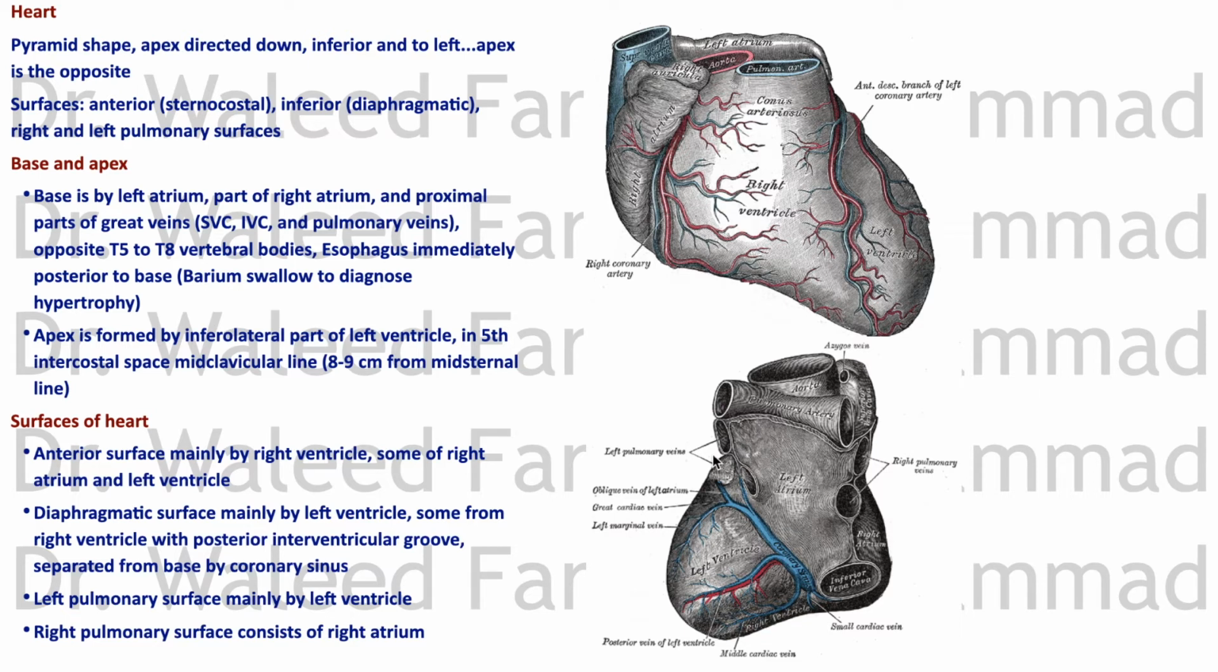Okay, with the veins going inside or emptying into the left atrium, and the part of the greater veins like the superior and the inferior vena cava veins. Okay, so this is the base of the heart. It lies opposite vertebral levels T5 to T8, and we talked about the barium swallow to diagnose a left-sided hypertrophy, especially atrial hypertrophy.